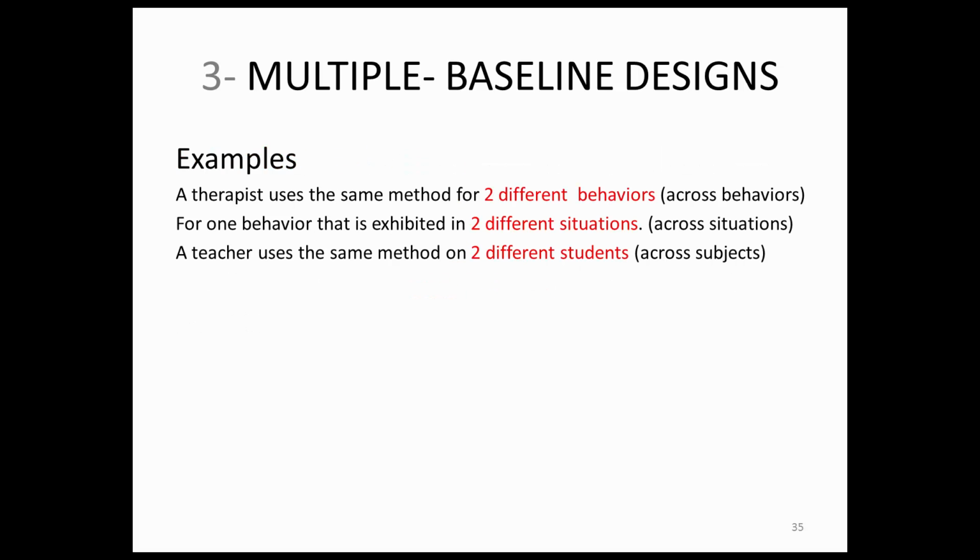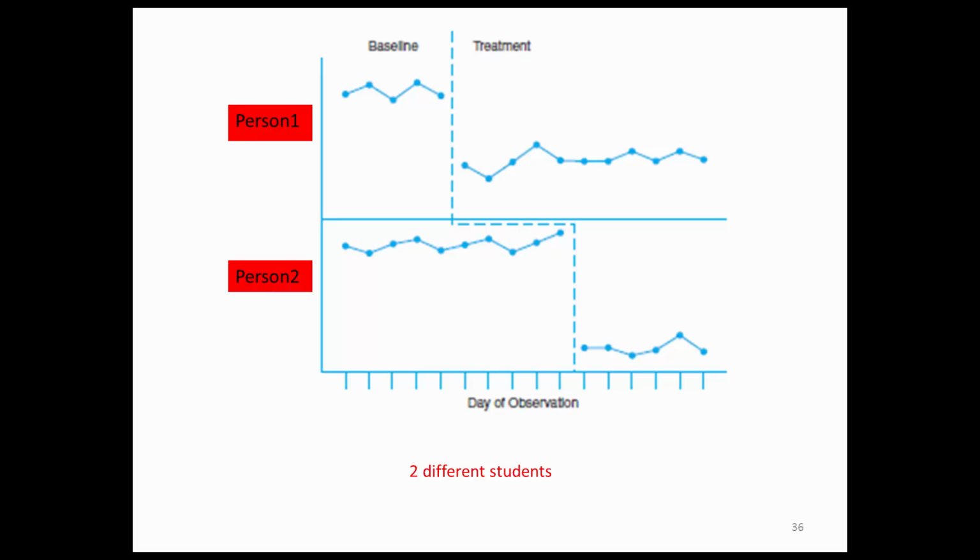So let's see what are the examples of multiple baseline design. There are basically three ways that you can do it. You can use two different behaviors, or you can use two different situations, or you can use two different participants. How it works, let me show you some examples.